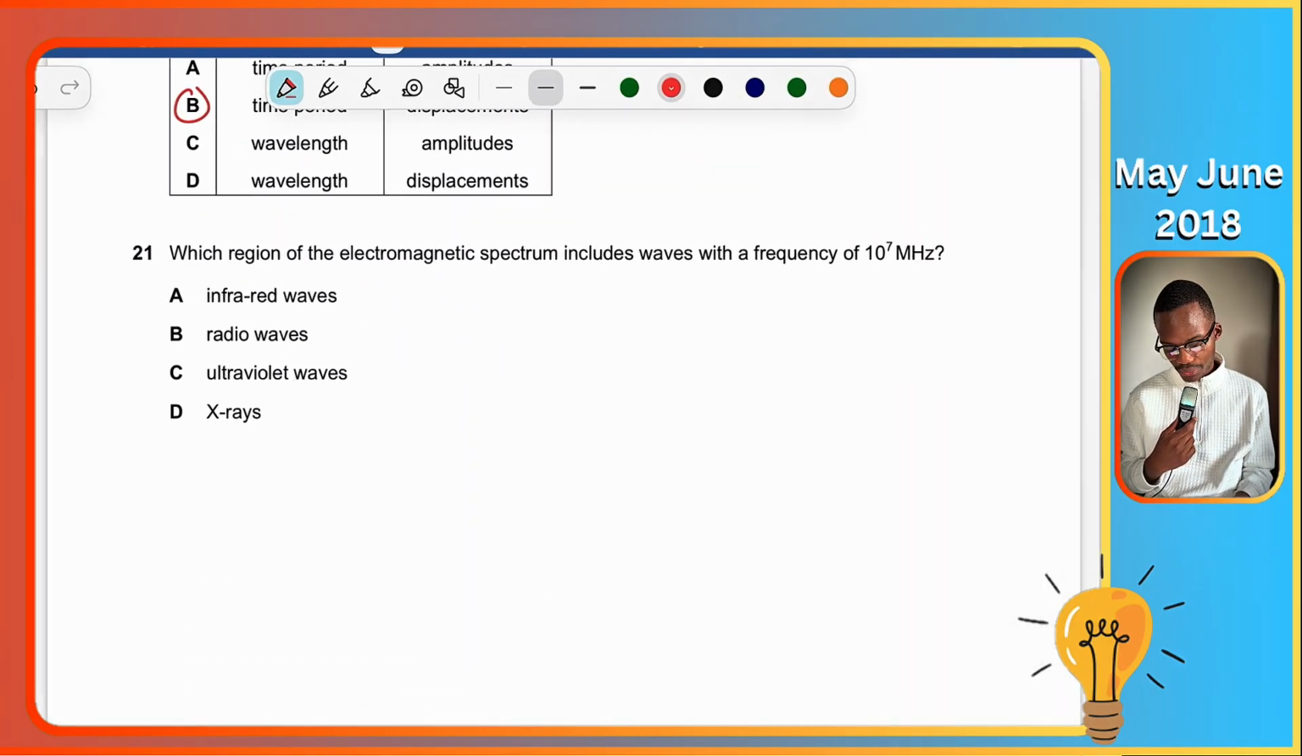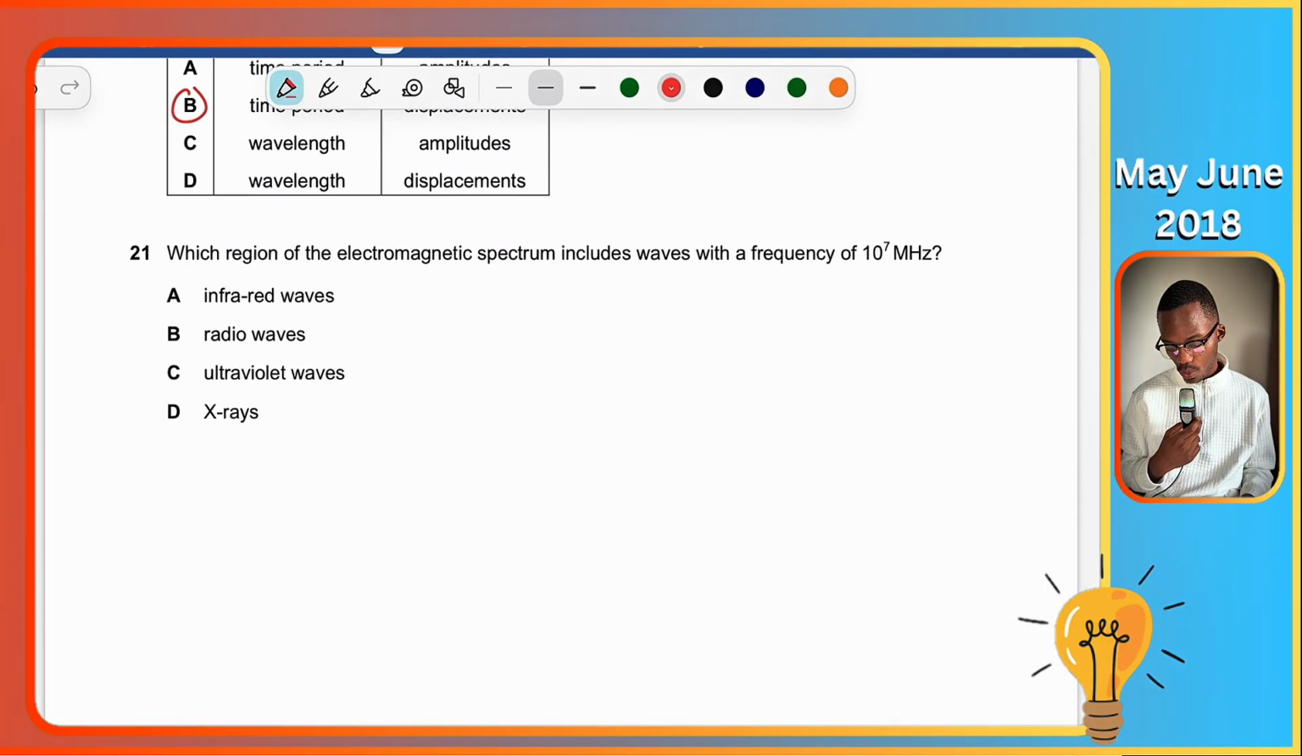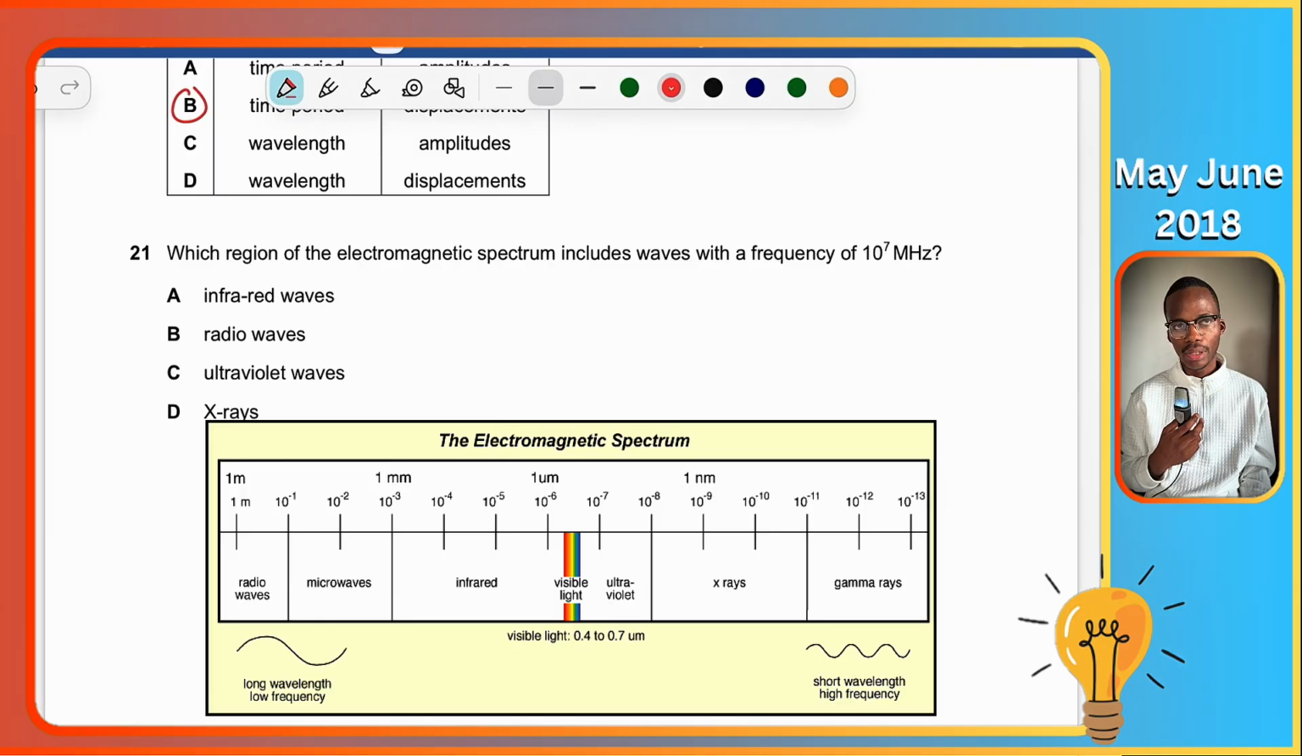21. Which region of the electromagnetic spectrum includes waves with a frequency of 10 to the power of 7 megahertz? So this you're going to have to know. I can't do anything about this, so I'm going to show you the visual on my screen.